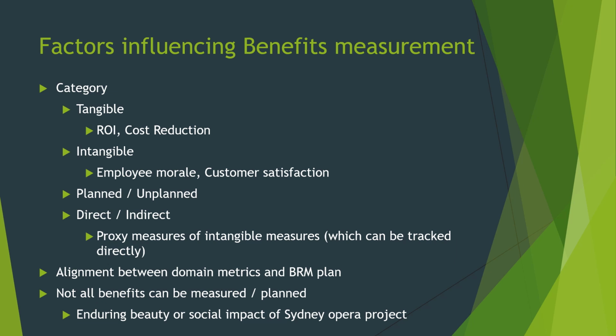Other categories are planned and unplanned or emerging, and there could be direct benefits and indirect benefits. Direct benefits can be easily quantified, but indirect benefits may not be quantified, such as employee morale and employee satisfaction. For those, you can use proxy measures for intangible benefits, something like net promoter score, which you can use for customer satisfaction.